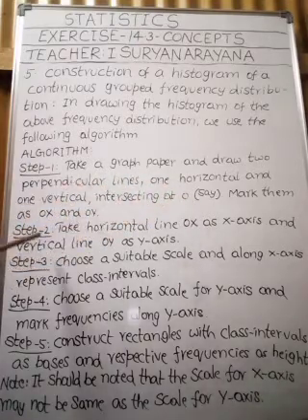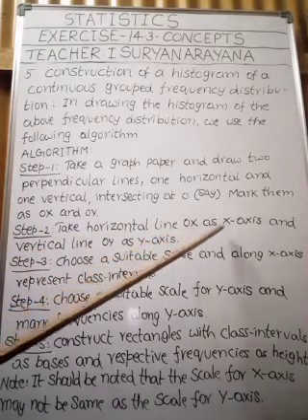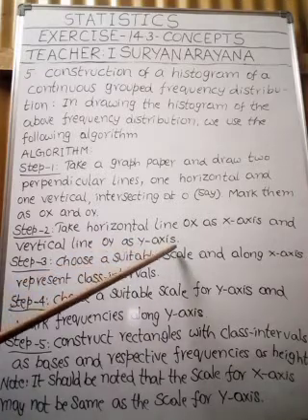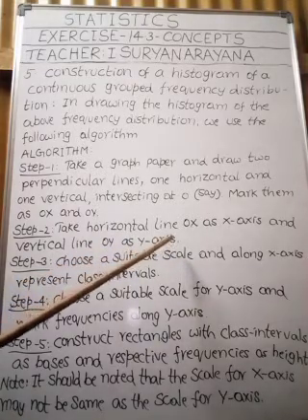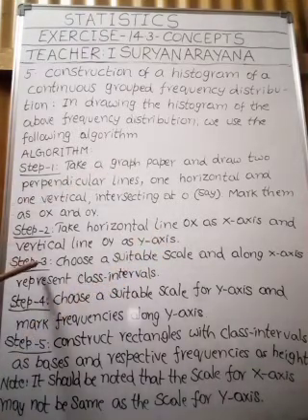Okay, my children. Right. Step 2. Take the horizontal line OX as the x-axis and the vertical line OY as the y-axis. We have learnt this point also in the coordinate system. Haven't you, my children? Right. Step 3.